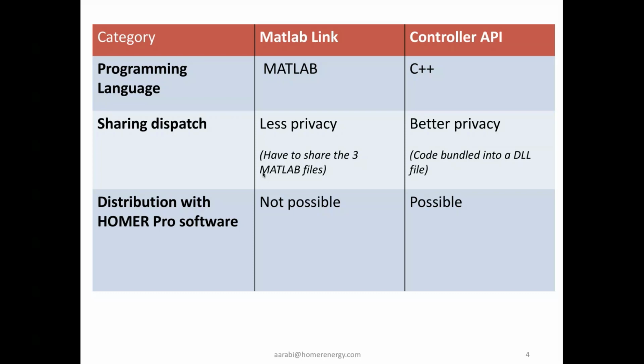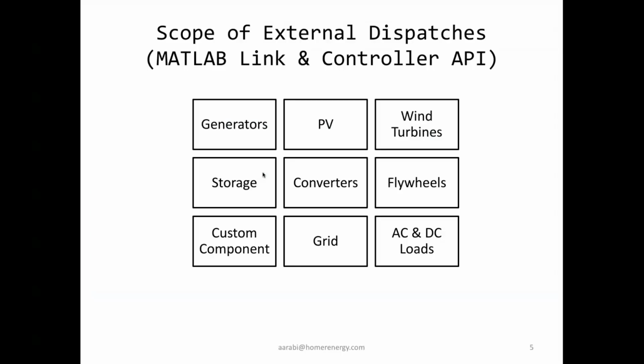And the final difference is if you would like your controller and custom dispatch to be distributed as part of HOMER Pro software, it's possible only using the controller API. If you have used HOMER Pro before, you know that HOMER Pro offers a wide range of components. But if you're using the external dispatch, either MATLAB Link or the controller API, then the access to these components is limited. You can access these 9 components that you can see on the screen here. So generators, PV, wind turbines, storage, converters, flywheels, custom component, grid.